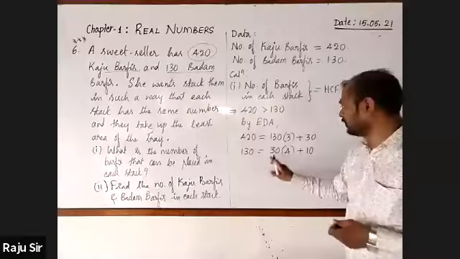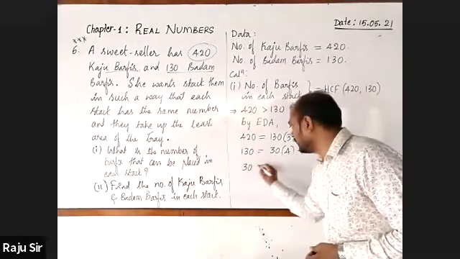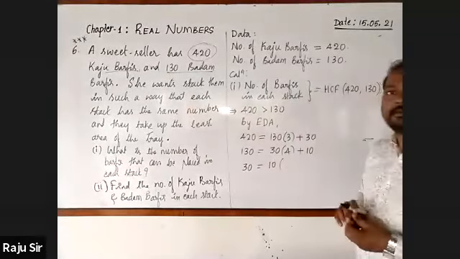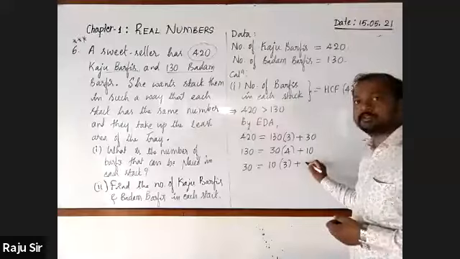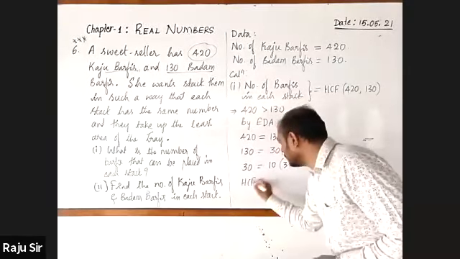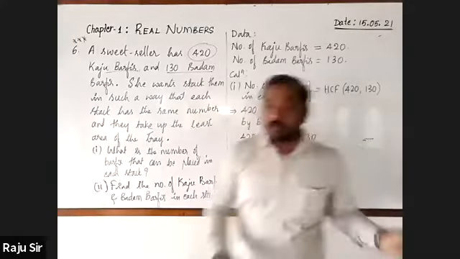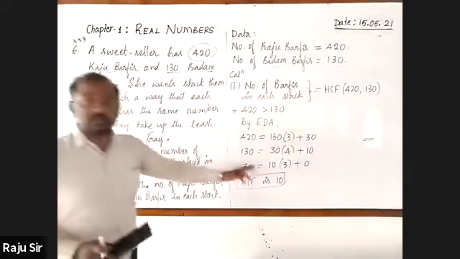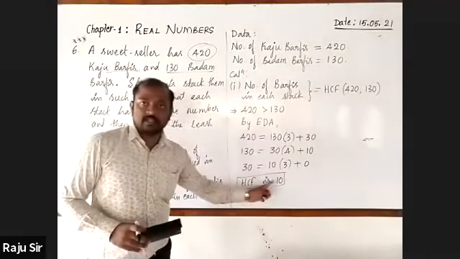Not equal to 0. Then 30 can be written as 10 times how much? 3. Very good. Plus, remainder is 0. What will be the HCF? 10. HCF will be 10. Let us write the conclusion at last. Now, we have got 10 as HCF.